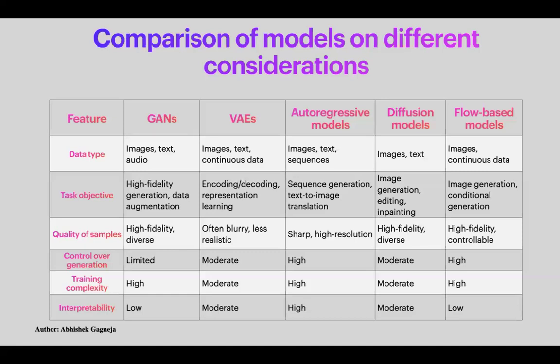And the last chart here is from IBM's Coursera. There is a course on Coursera where I borrowed much of this video's content. But this chart talks about the features, like the data type, task, objective, quality of samples, control over the generation, training complexity, and if it's interpretable. And then the different models are listed at the top. So GANs, VAEs, autoregressive models, diffusion models, and flow-based models.